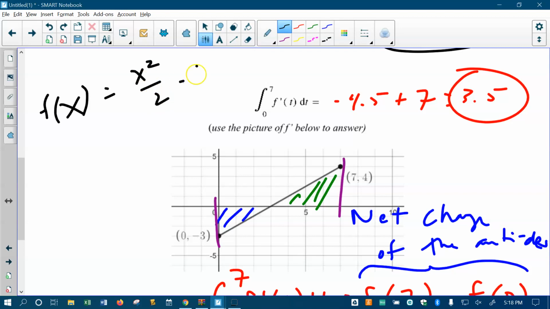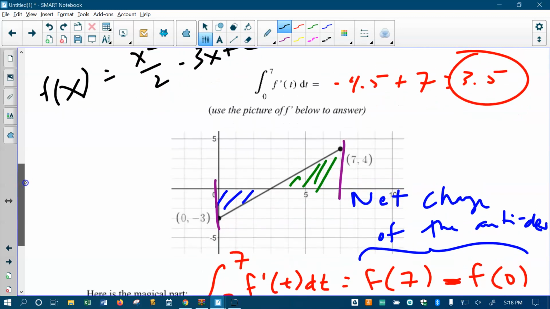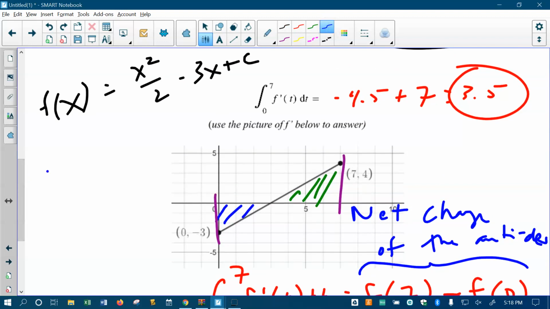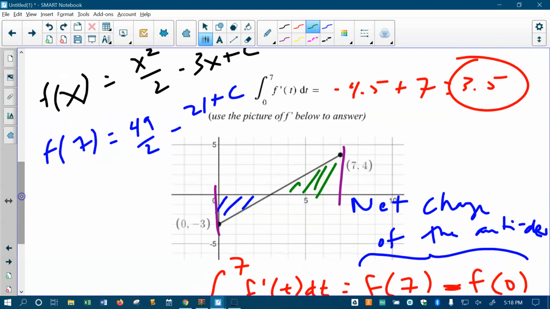Better hurry, Mr. Lakin, you're almost out of time. If I plug in f of 7, then f of 7 is, let's see here, I get 49 over 2 minus 21 plus c. And then if I do f of 0, okay, f of 0 is, oh, I hope this works, just c. And I subtract those two.